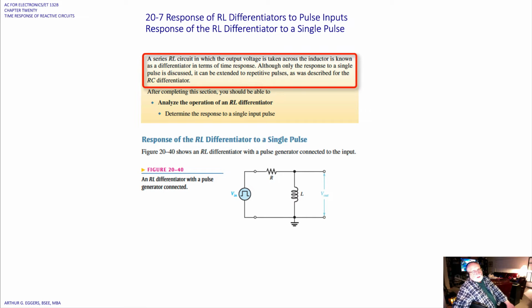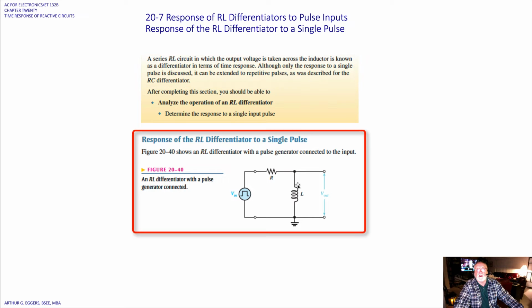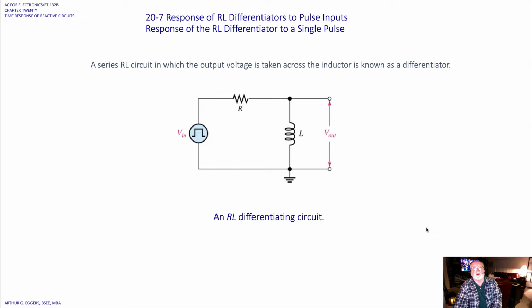Now we look at the response for RL differentiators. A series RL circuit in which the output voltage is taken across the inductor is known as the RL differentiator in terms of a time response. Although only the response to a single pulse is discussed, it can be extended to repetitive pulses. So we see here below the circuit, an inductor, the output's taken across it, the resistor, and our square wave pulse generator.